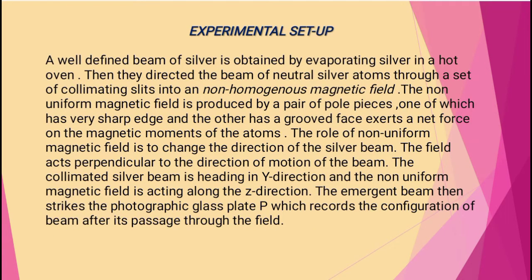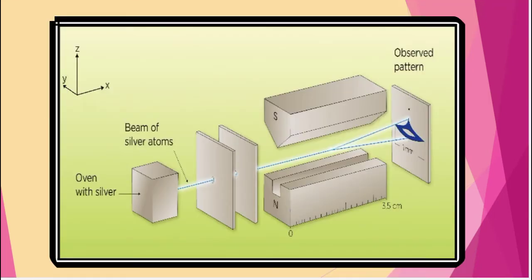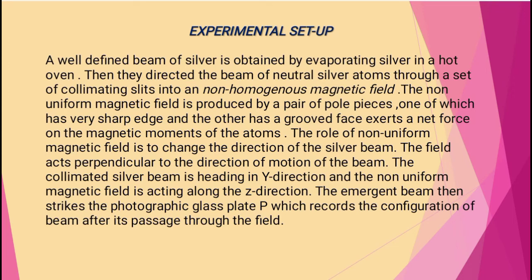Now we can see the experimental setup of the Stern-Gerlach experiment. In the arrangement, we can see a hot oven which contains silver atoms, two collimating slits, and a non-uniform magnetic field. There is also a screen, which is a photographic plate that records the beams. A well-defined beam of silver is obtained by evaporating silver in a hot oven. Then they directed the beam of neutral silver atoms through the set of collimating slits into a non-homogeneous magnetic field.